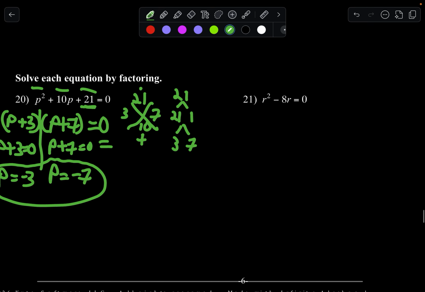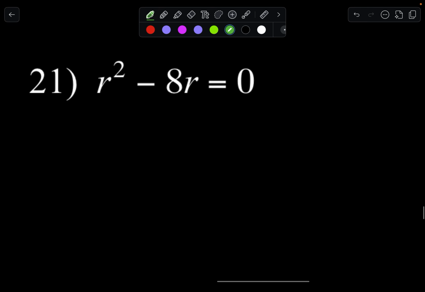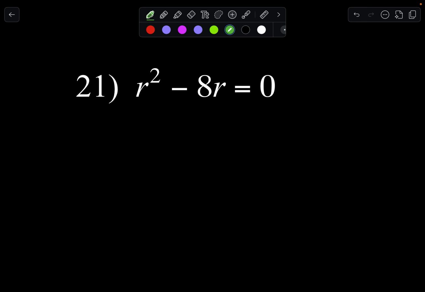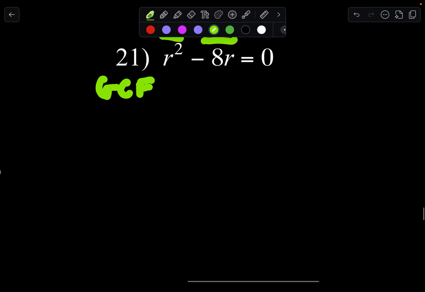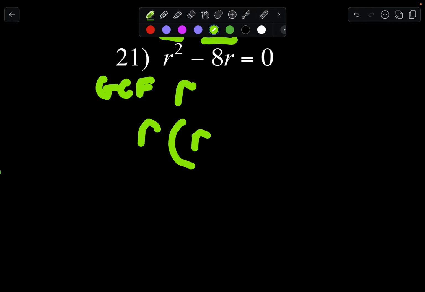Doing 21, a little bit different. Notice we don't have that third term. But remember, I always tell you, when you factor, always start by trying to GCF. So can you GCF? Is there anything common between the first term of r squared and the second term of 8r? And you will say yes, at least I hope you will. It's r. So what that means is we'll have r on the outside, and then we're going to have to backfill the parentheses, and we get this.